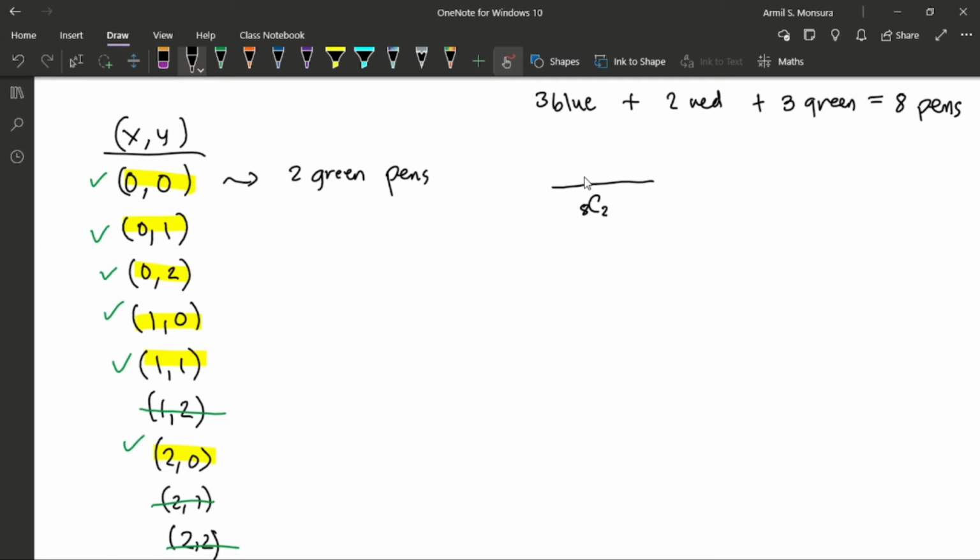Now, we have 3 colors of pens here. Okay, we have 3 colors of pens here. So in here, I will generalize it somewhat. Okay. So in here, let's have a particular example first for 0, 0 and then 0, 1. Then let's generalize it like that.